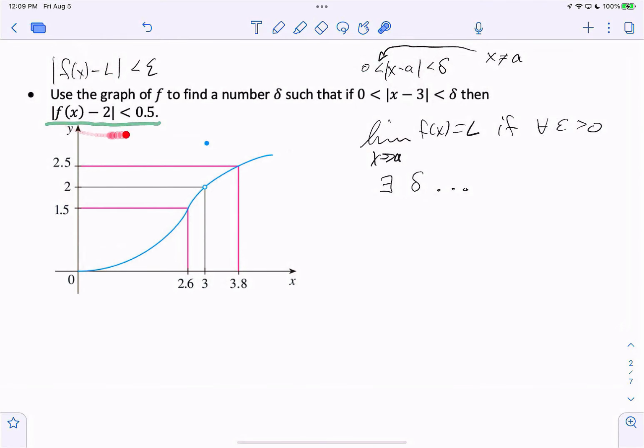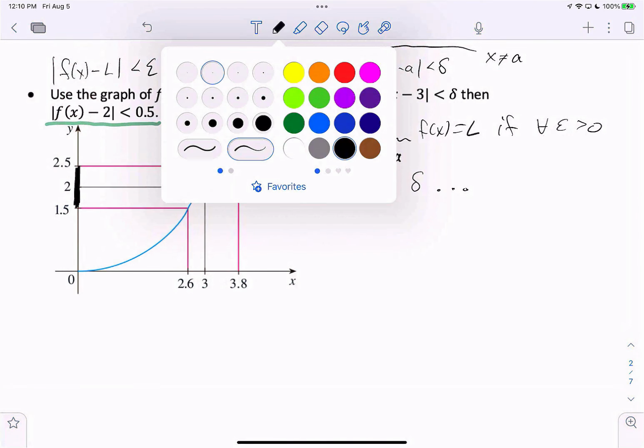See over here, what we are told essentially with this absolute value of f of x minus 2 is less than 0.5, we're being told that epsilon is equal to 1/2. So that's what these red lines or segments are indicating, that we want outputs that are in the interval from 1.5 to 2.5. Now I'm going to really nitpick what this says here.